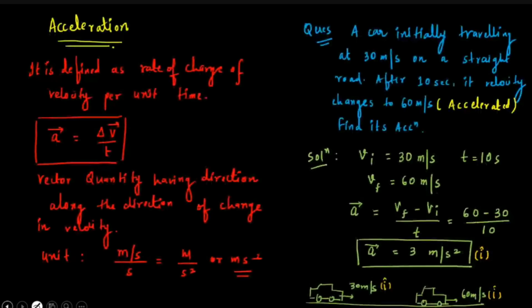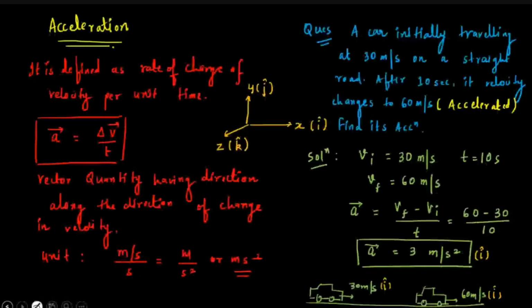What does i cap do? Remember, I mentioned we have three Cartesian axes. To represent the direction along x-axis, we use i cap. To represent the direction along y-axis, we'll use j cap. And the direction along z-axis, we'll use k cap. So based upon this information only, we are representing the directions. So here the acceleration, or the change in velocity, is taking place along the x-axis or the horizontal line. So we will say that the acceleration is along i cap.